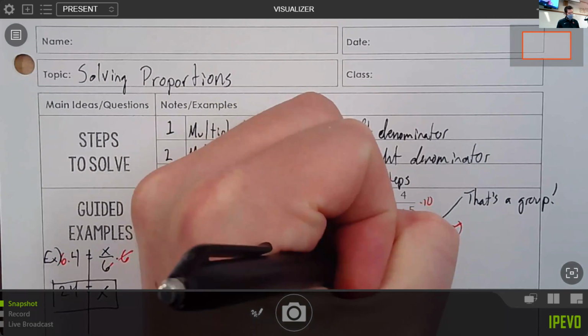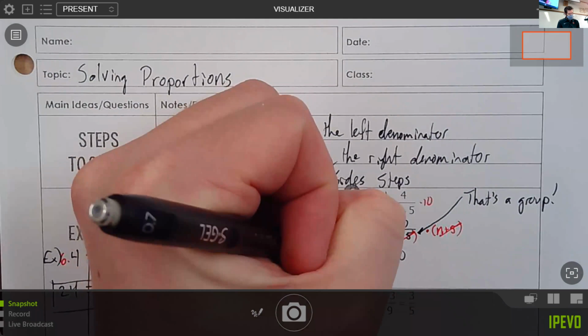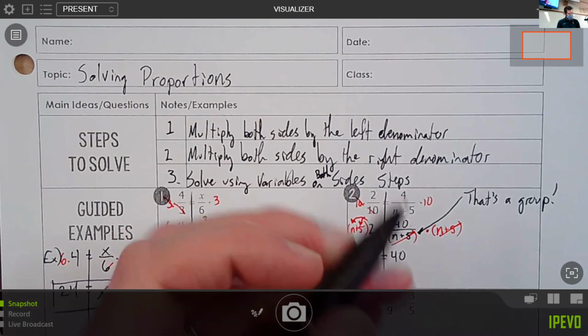So on the right-hand side, we have 40. And on the left-hand side, we have n times 2, or 2n, plus 5 times 2, which is 10.